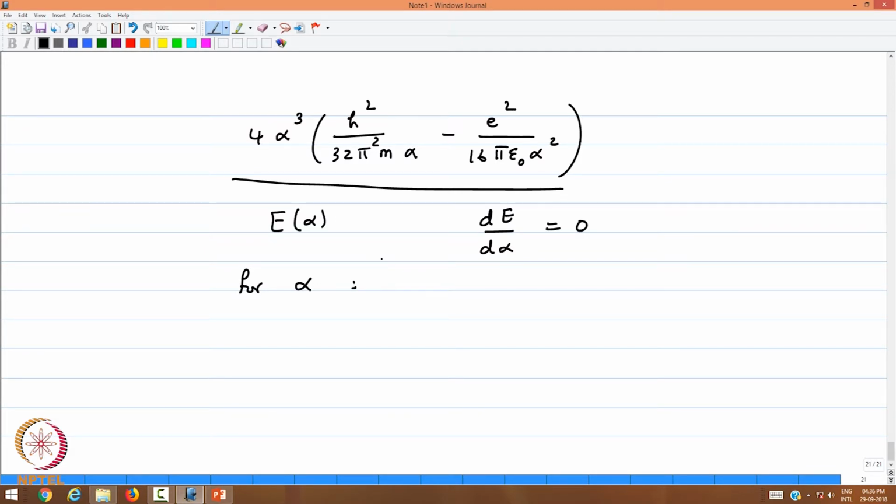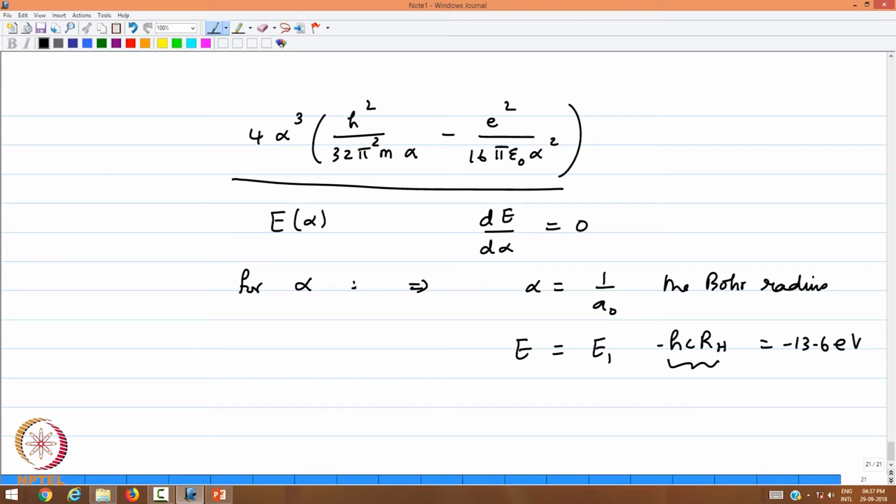If you take the derivative of this expression and set it to 0, because you want to minimize it so that the energy is the lowest energy, you will see without any specific difficulty that alpha is exactly 1 by A naught, the Bohr radius, at which point the energy that you get will be exactly the energy E1, which is minus Hc Rydberg constant, and that is minus 13.6 eV.